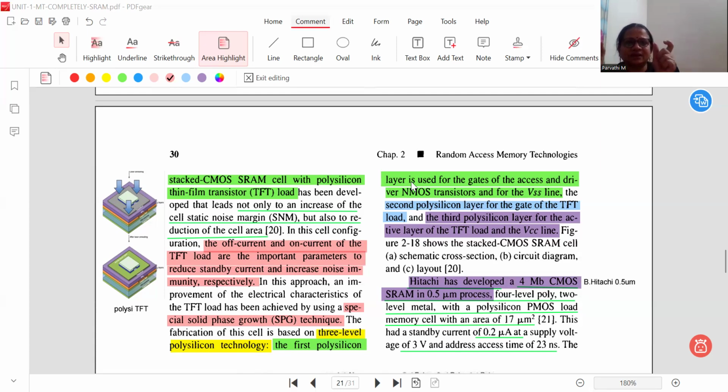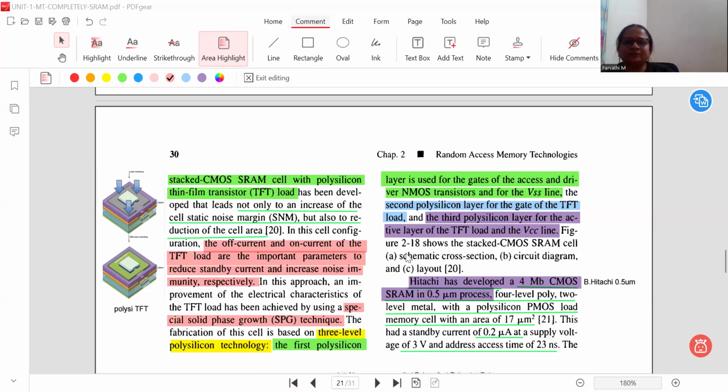The access transistors are connected to the bit line, and the driver transistors are connected to the inverter pull down. The first polysilicon is connected to the gates of the access and driver transistors and to the VSS line. The second polysilicon layer is for the gate of the TFT load. The TFT load is the top layer compared to the first level poly. So for the TFT load device, this second poly will be connected.